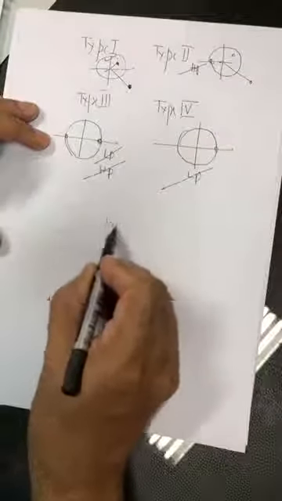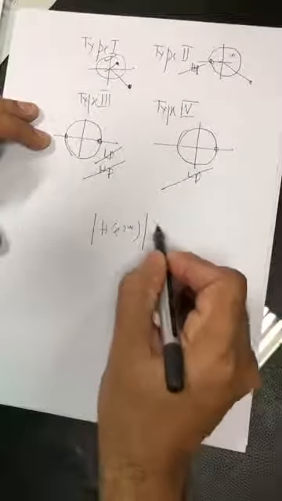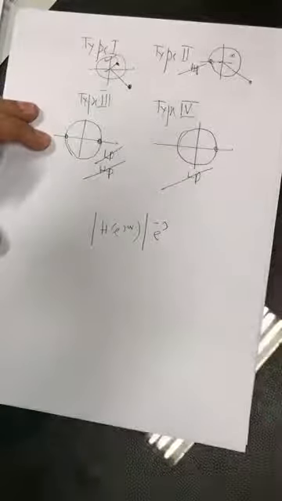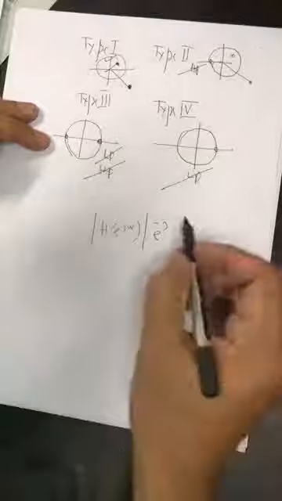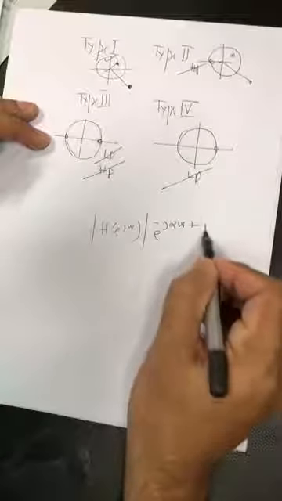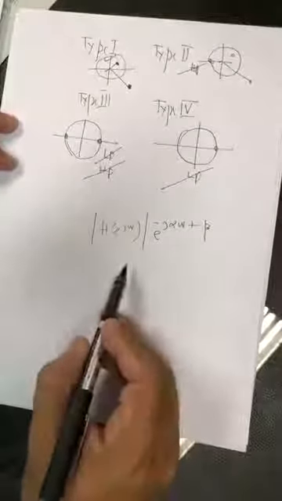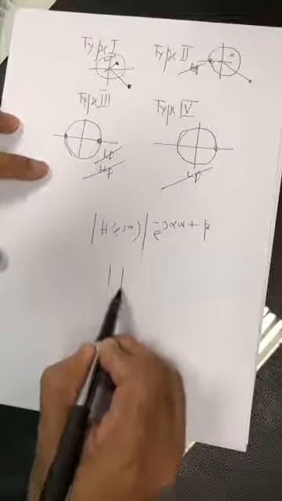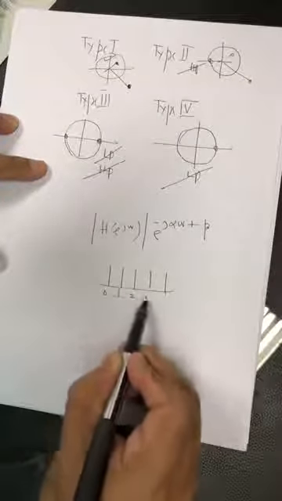The format is H(e^{jω}) equals magnitude times e^{-jαω}, minus jαω plus β. Okay, this is the format of a linear phase FIR filter. For example, if I ask you to find out, this is a filter 1, 2, 3, 4. This is a filter 0, 1, 2, 3, 4.